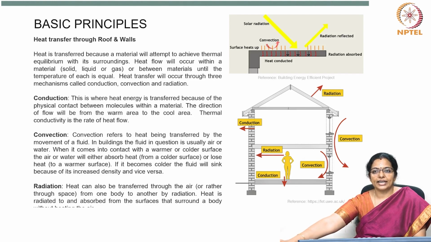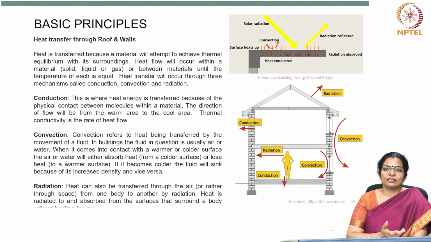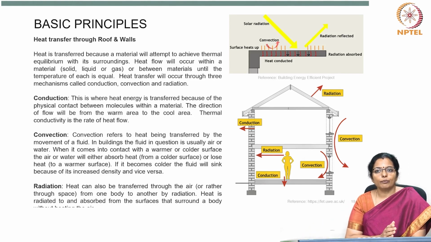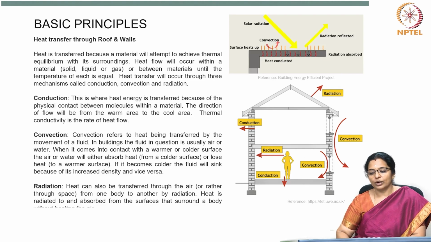The third one is radiation. Heat can also be transferred through the air or through space from one body to another by radiation. Heat is radiated to and absorbed from the surfaces that surround a body without heating the air. When radiant energy hits a body, some of the energy is reflected and some is absorbed. The respective amounts will vary between different materials, and for instance, color will play an important role in determining how much heat is radiated from one body to another.